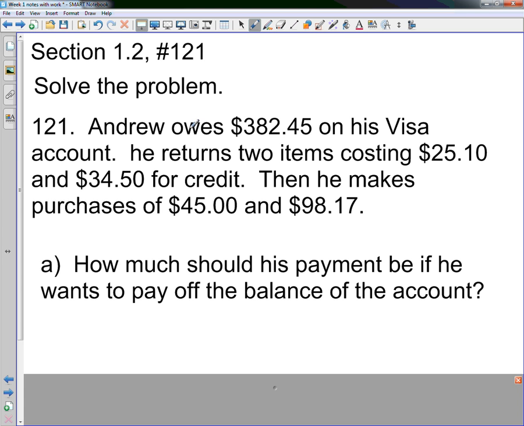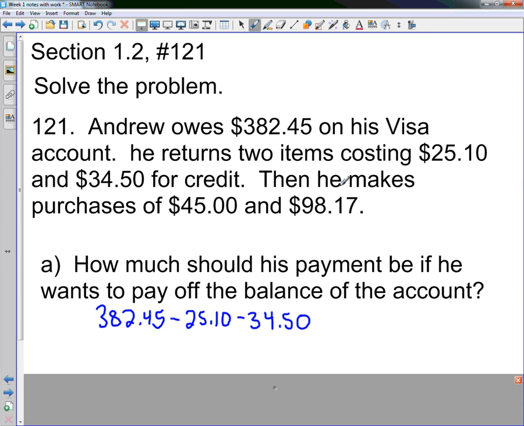Okay, so it says Andrew owes $382.45 on his Visa account. He returns 2 items. Okay, so we have a bill of $382.45. If I return something, that means that I'm getting credited to my account. So that's going to take away from my balance. So I'm going to take away $25.10 and $34.50. So this is the amount of debt that we have, and when we return things, that reduces our debt.